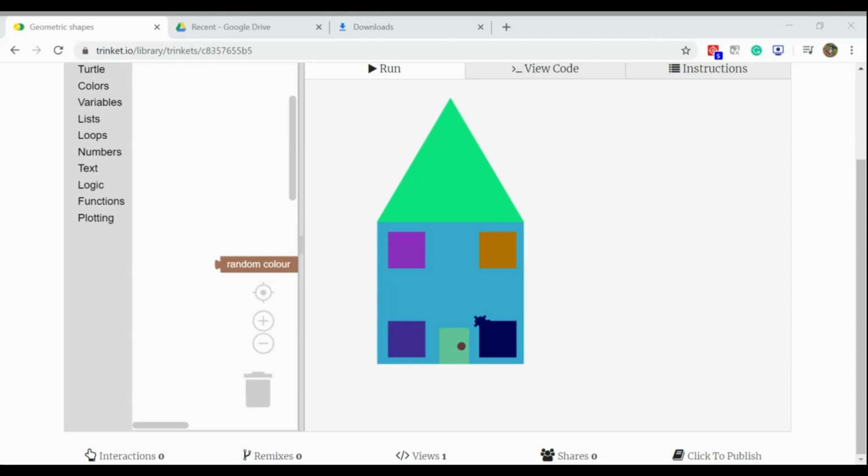And to do this, I set the pen to a random color before drawing the window and the door and the doorknob. Otherwise, you're going to have a blue square on top of a blue square, and you're just going to see one giant blue square. And you're not going to see the actual house you drew.